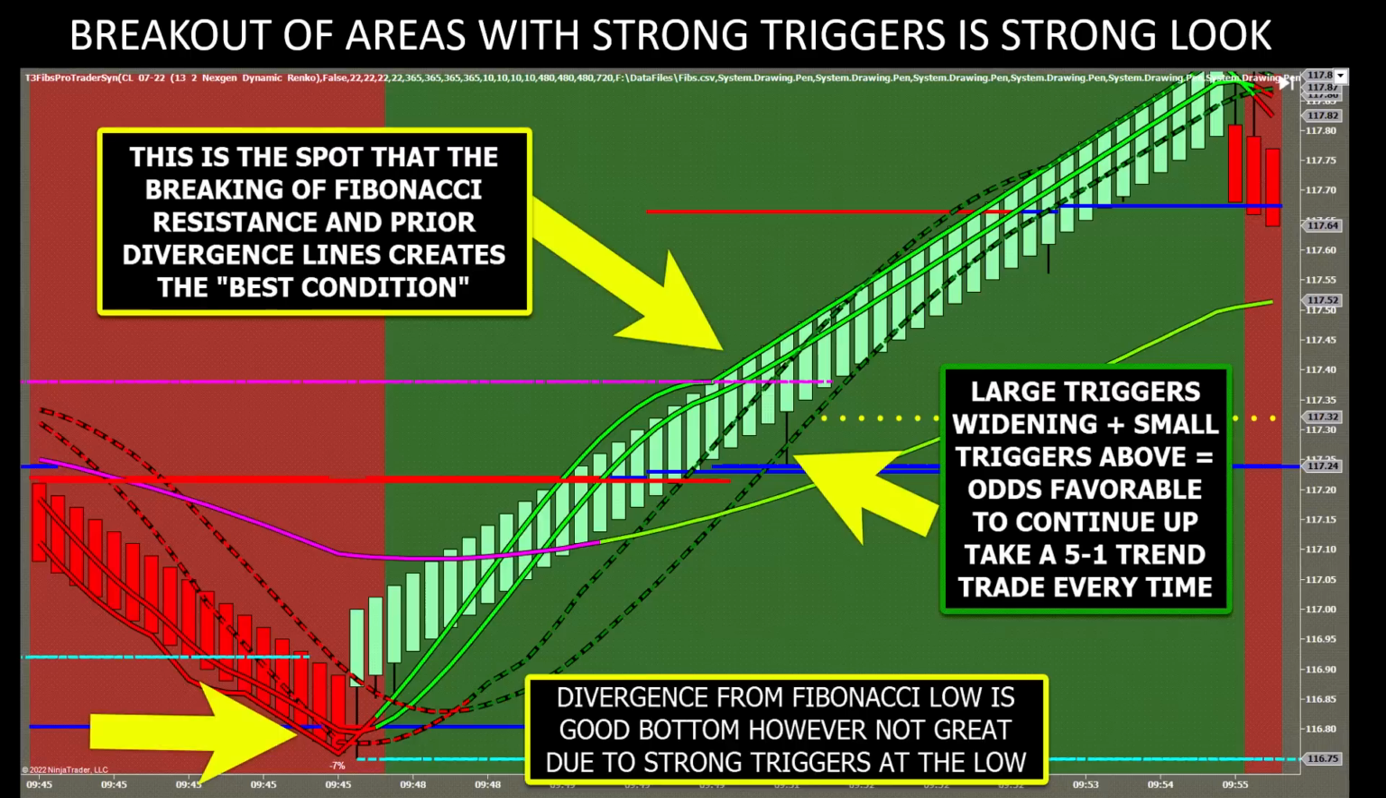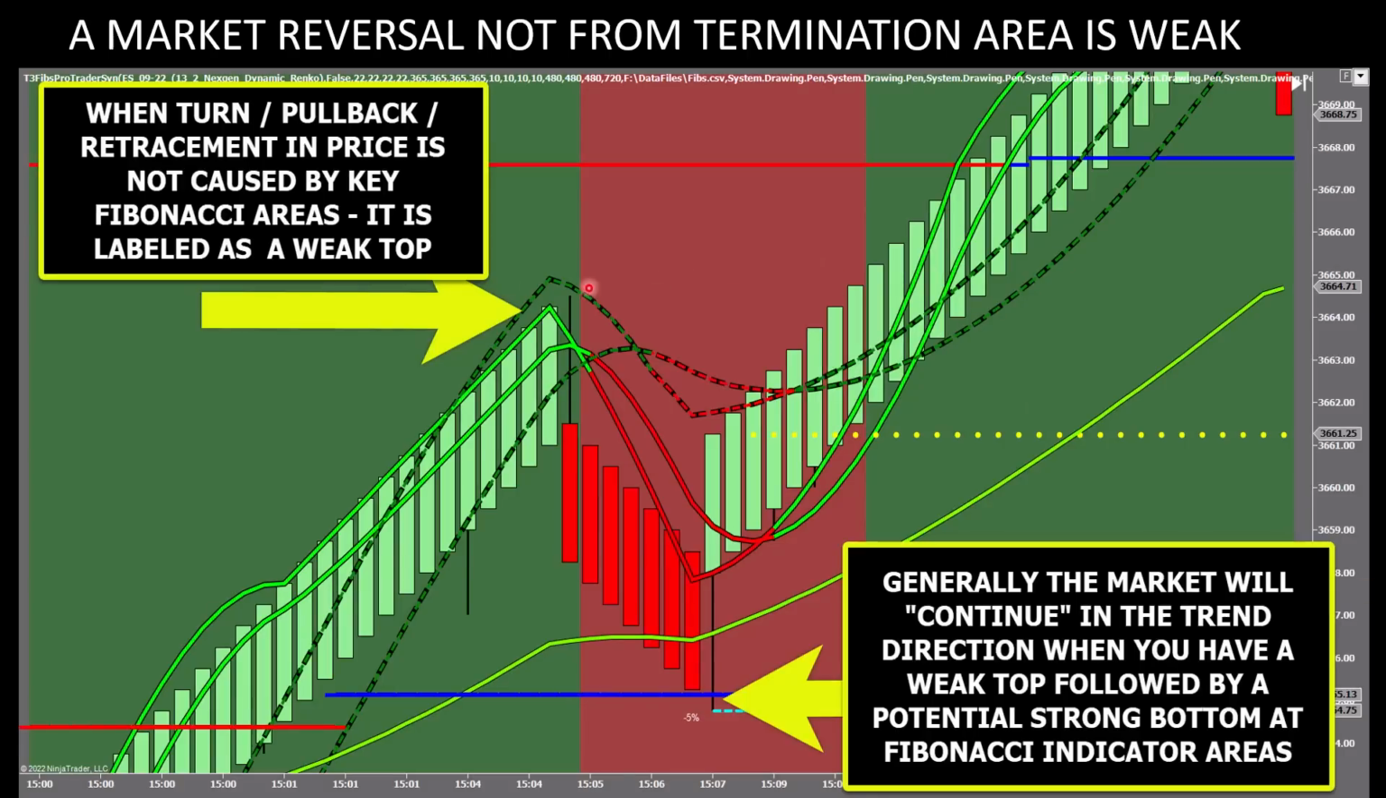So we have strong areas, we have breakouts of areas, and then we have our third classification, which you're going to see a lot, which is the market just turning down for no good reason, right? There are reasons, but it doesn't matter what the reasons are. It just matters that for us, where did it turn from? And when the turn of the pullback or retracement in price is not caused by a Fibonacci area, we're going to label it for our purposes as a weak top. And that's all I really want you to know right now, but I can't really leave you hanging.